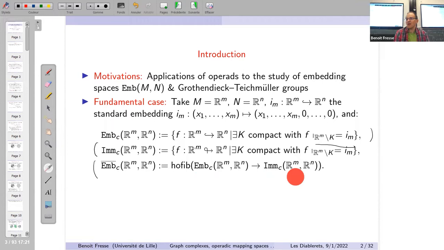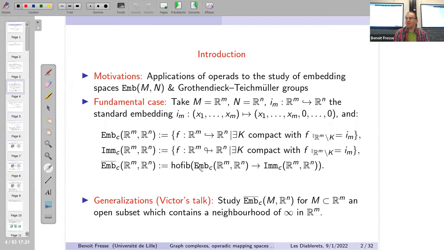And Victor in his talk is going to tackle a more general case, which we also get in our work. It's a study of embedding spaces, modulo immersions, from M, an open subset of R^m, into R^n. But in this talk, I mainly focus on this fundamental case.